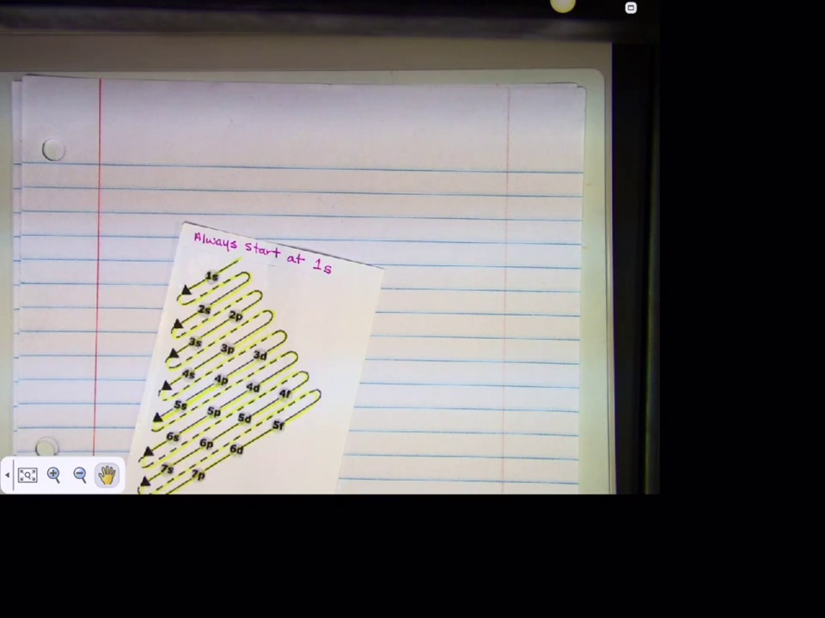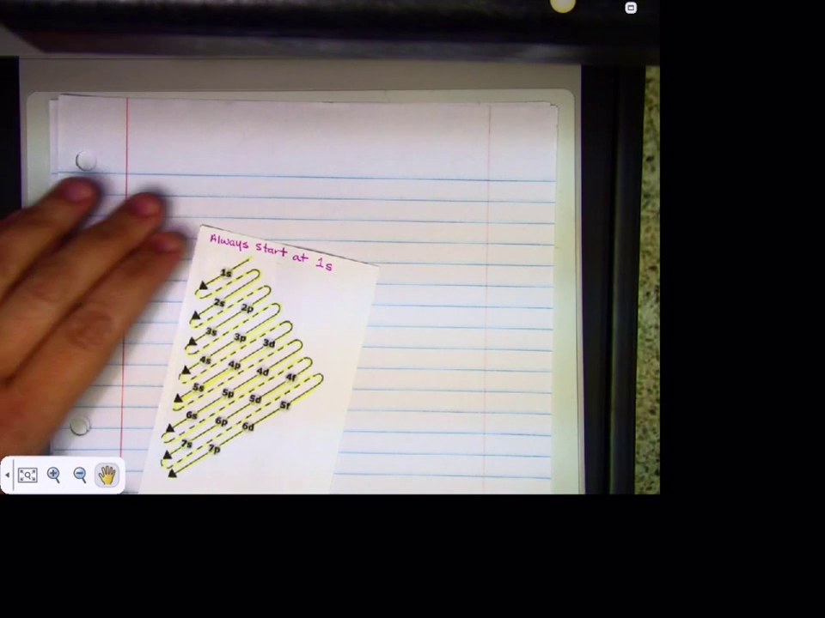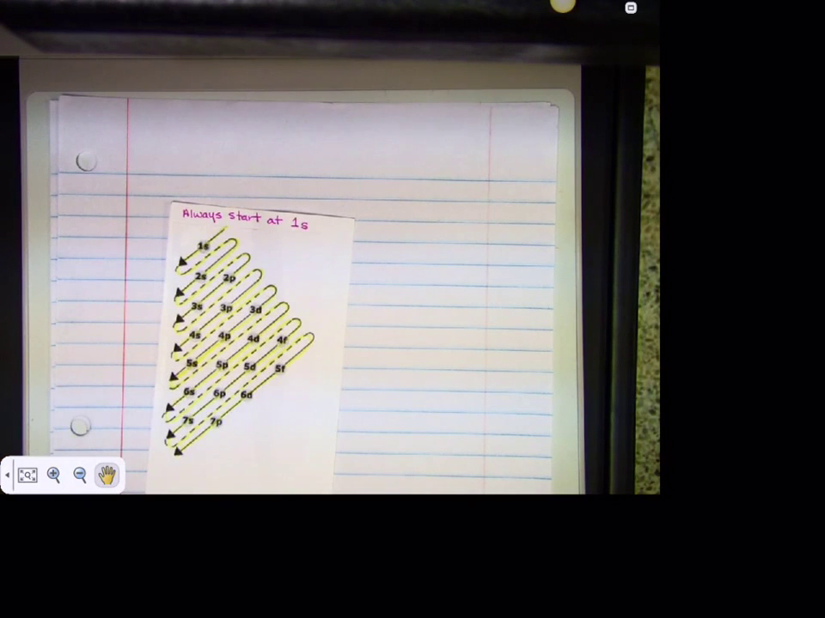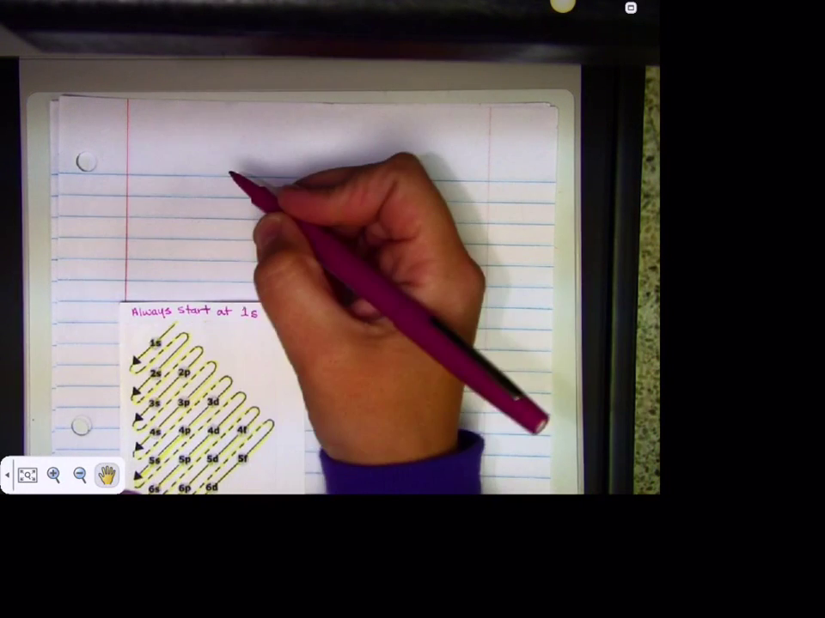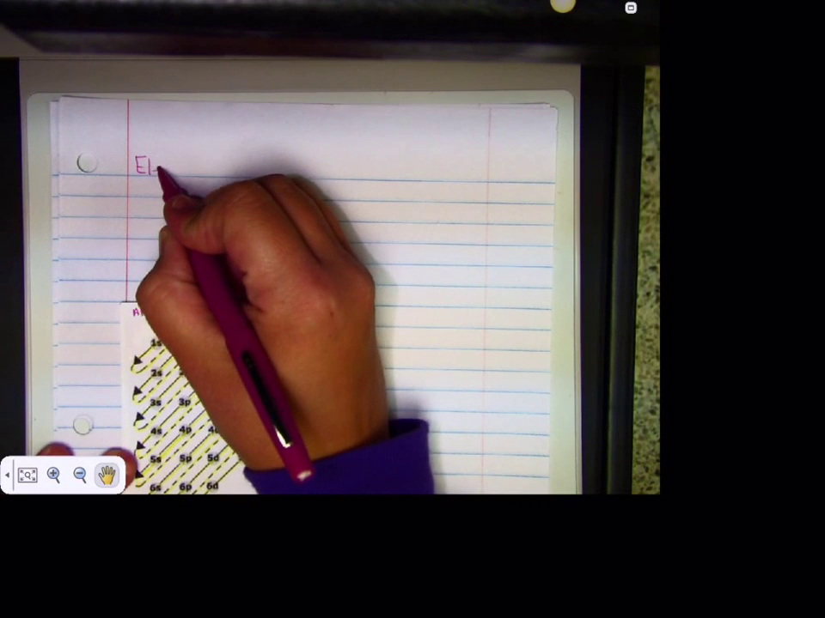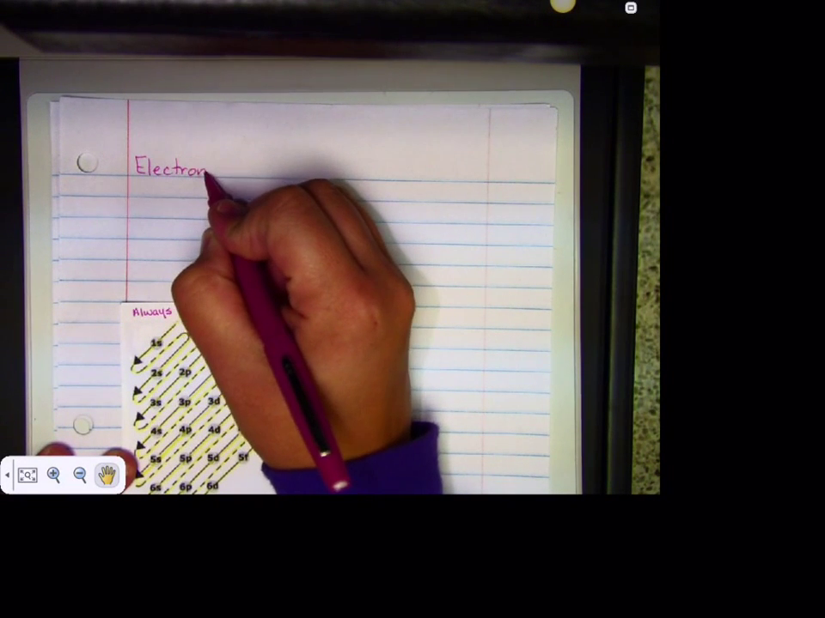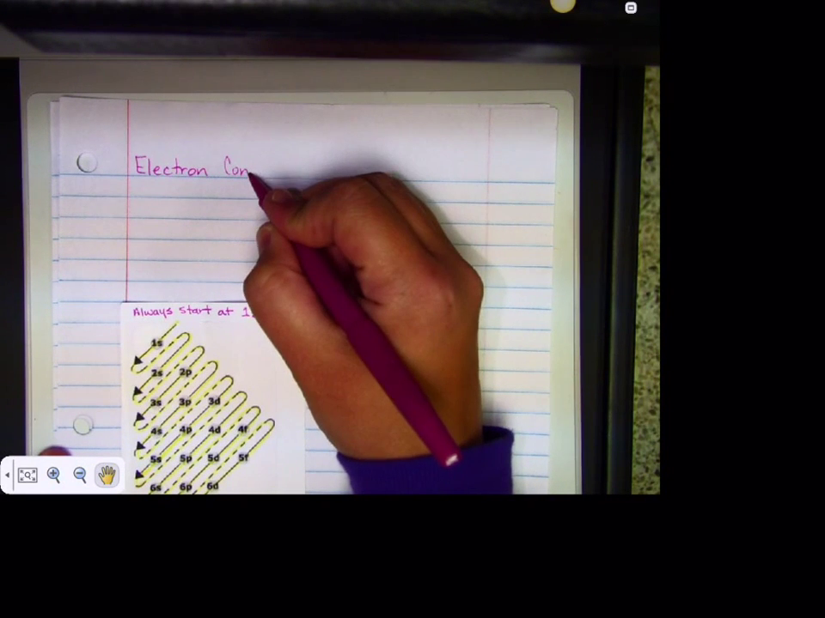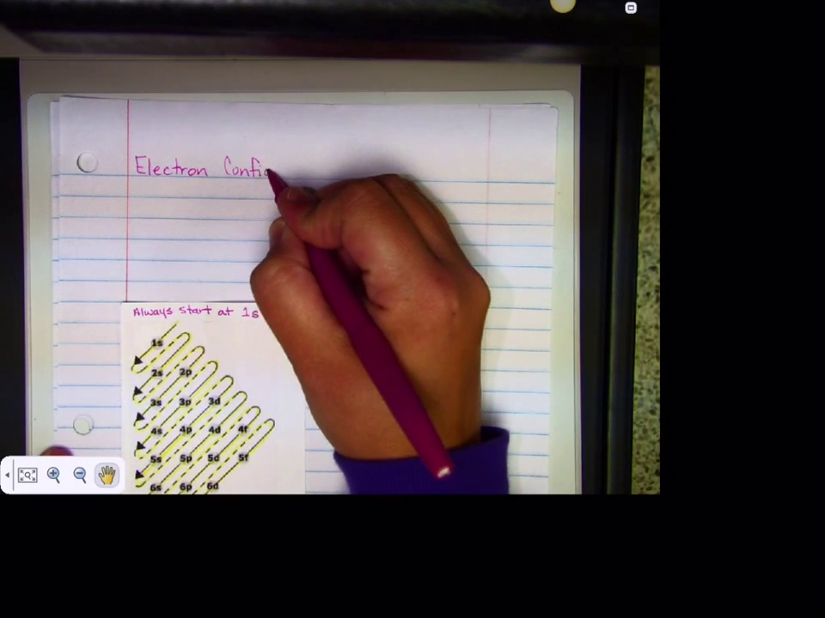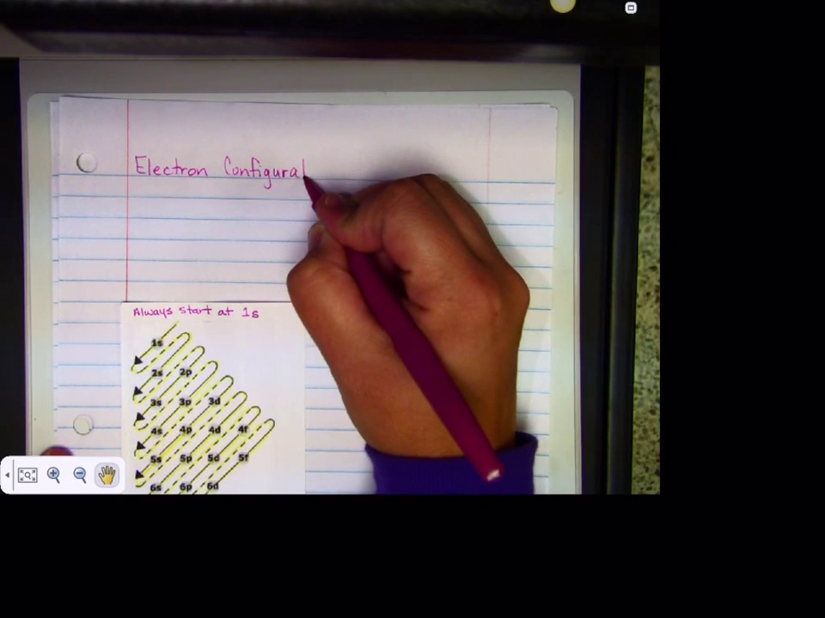Alright, so electron configurations, again, you're going to be needing your Aufbau chart. And we're going to do carbon. We've already done the orbital notation of carbon. Now we're going to do the electron configuration. If you did not write down the information from the previous slide, you need to go back and get that in first.